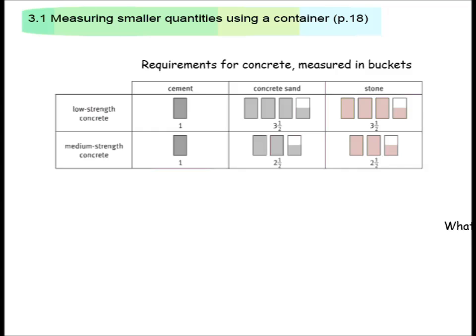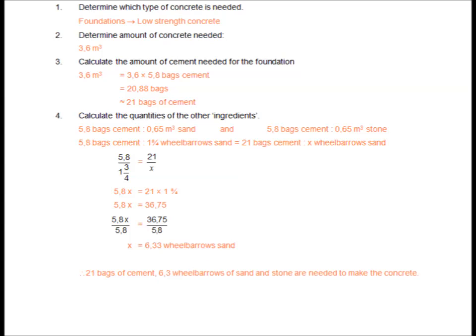Okay, let's just go back to that. We need a new page. So we were given that there was 1 bag of cement to 1 3/4 wheelbarrows of sand to 1 3/4 wheelbarrows of stone.